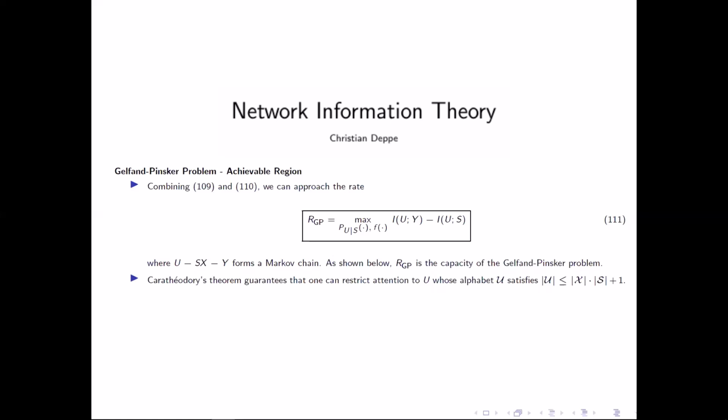Of course, we still have to show that the converse holds. And again, we can show that it is enough to choose the cardinality of U less than or equal to the cardinality of X times S plus 1.